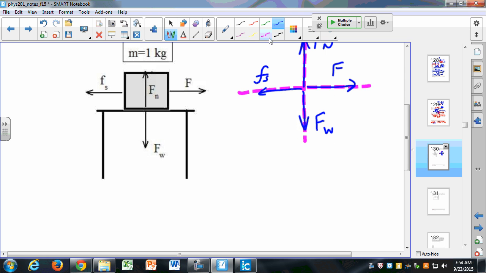I apply Newton's second law. I know that the sum of the forces in the y direction is m a_y. The sum of the forces in the x direction is m a_x.